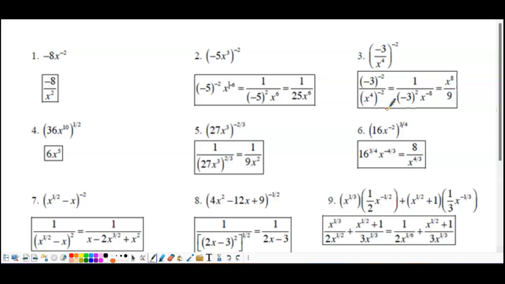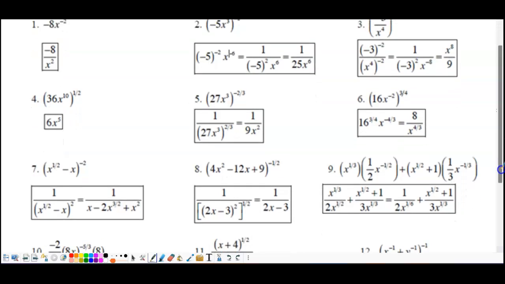In number 5, same idea. It becomes that 27 to the 2/3 as well as x cubed to the negative 2/3. They both drop to the denominator, saving that step with the negative, and then simplifying. 6 was 8 over x to the 4/3.